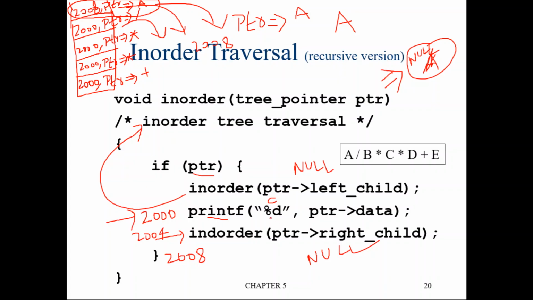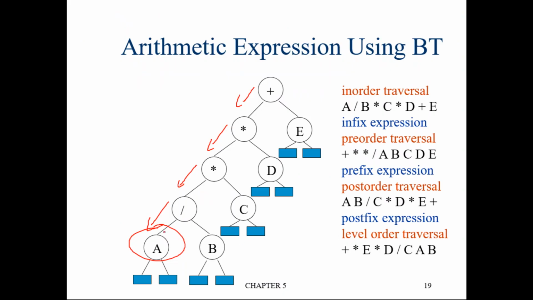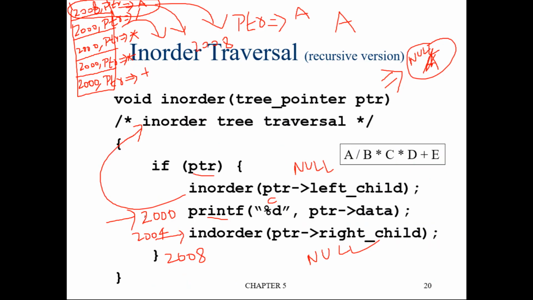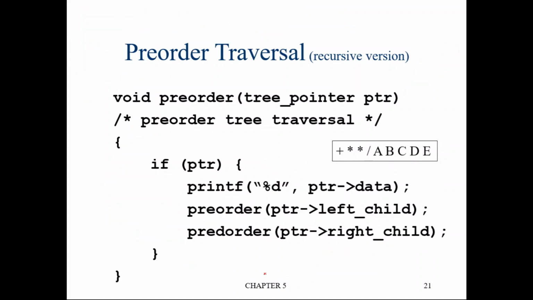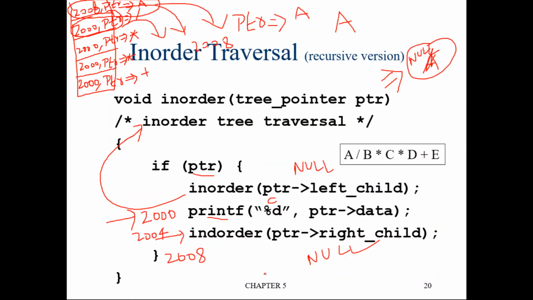Now ptr is pointing to slash. So after A, it will display slash. A is displayed, and after that it is displaying slash. Now this is also popped out. Again, it will execute inorder ptr arrow right child. But now what is ptr? As of the recent pop, ptr is pointing to slash. Does slash have a right child? Yes, it has a right child. So what happens?